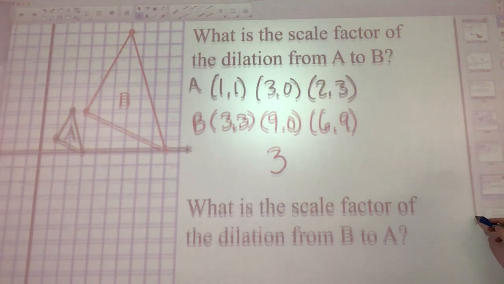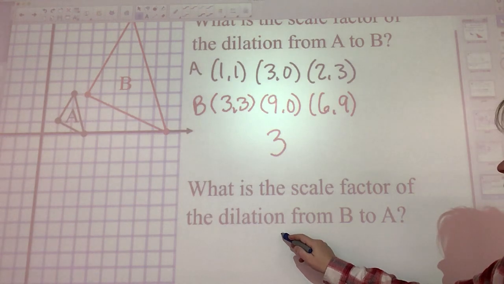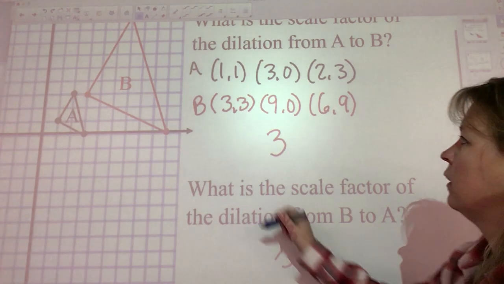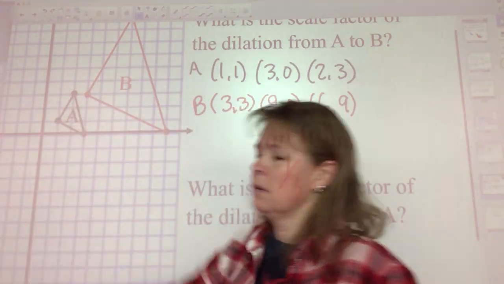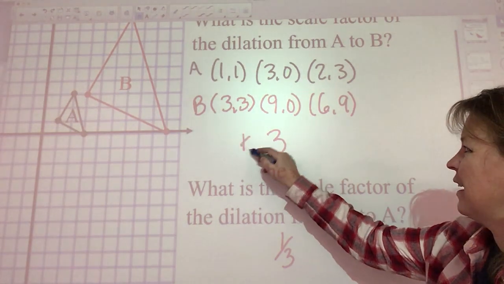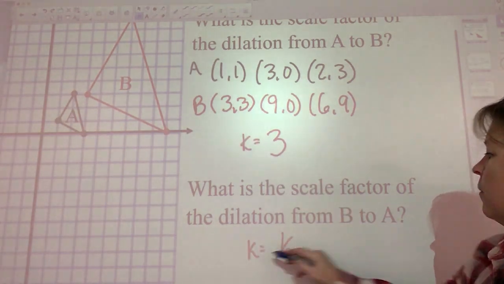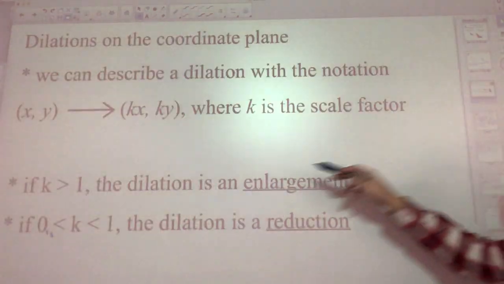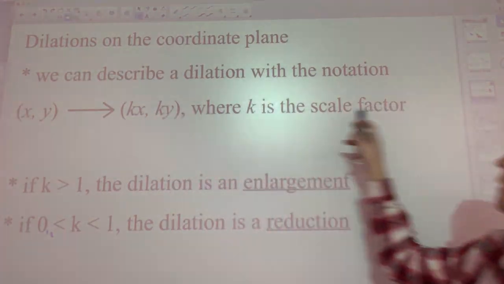What's the scale factor of the dilation from B to A? Then that would be 1/3. You reduced it from B down to A by 1/3. If you want to, you could say k equals, because that was our formula up here, where k is the scale factor.